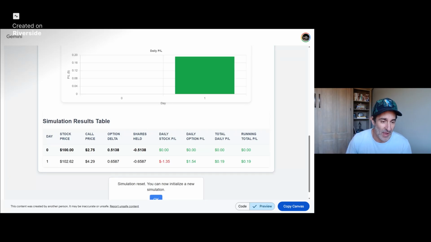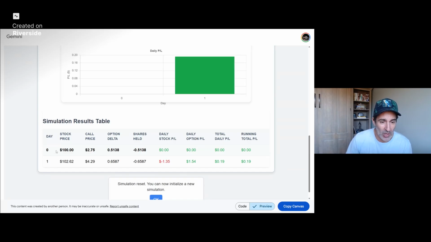Well, I have a blog post called Lessons from a 50 Delta Option, which explains why the at-the-money option is not quite 50 delta. So the initial call price, if you're using a 30-day option with 20% implied vol, is $2.75. What you can imagine is you own this call, and you're short about 51 shares against it. And that's what the shares held is, right?